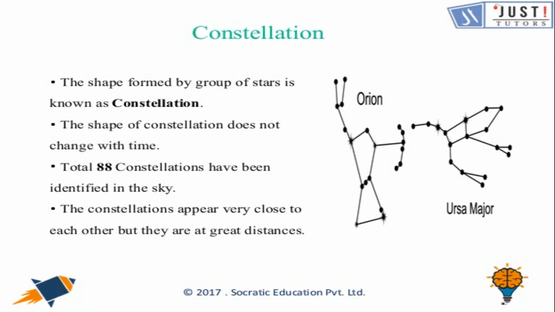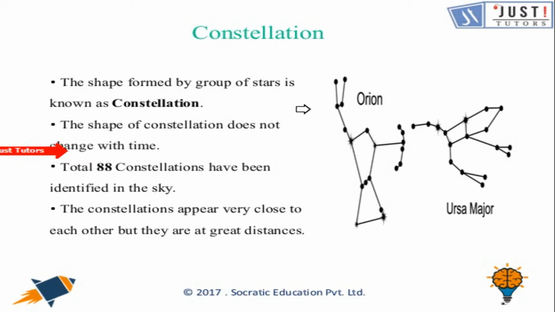Now let's move forward and have a quick discussion about constellations. The shape formed by a group of stars is known as a constellation. We can say a group of stars which resembles a certain shape is called a constellation. Well, the shape of the constellation remains constant, it doesn't change with time, and different constellations may have different names in various cultures.